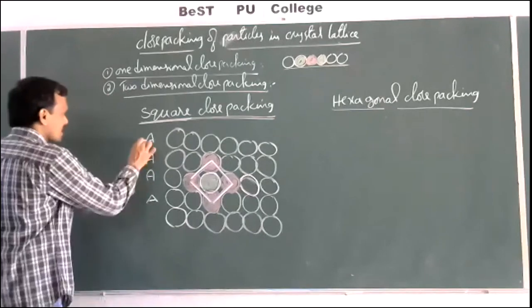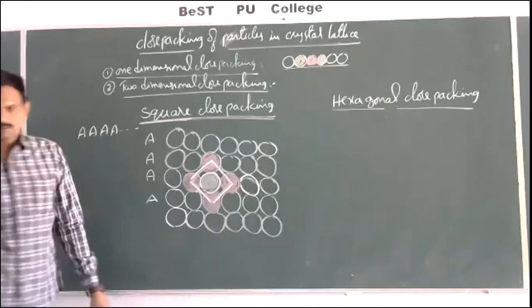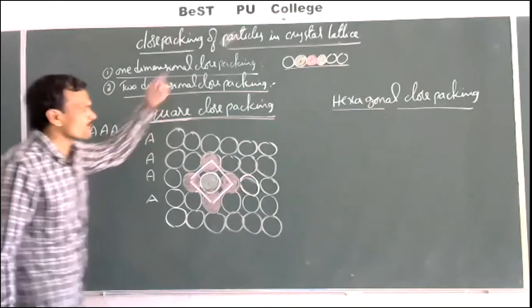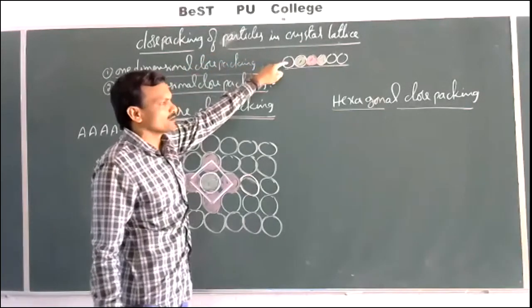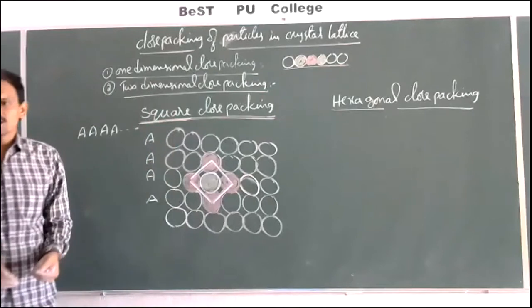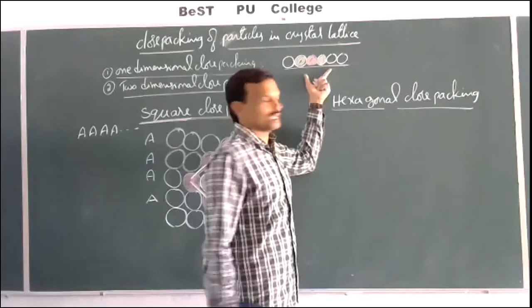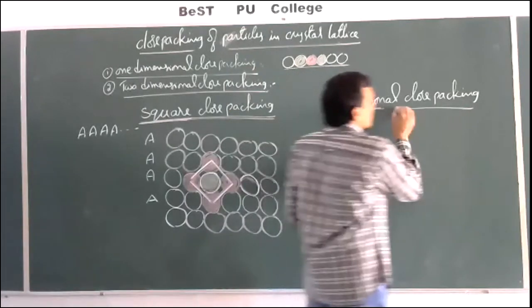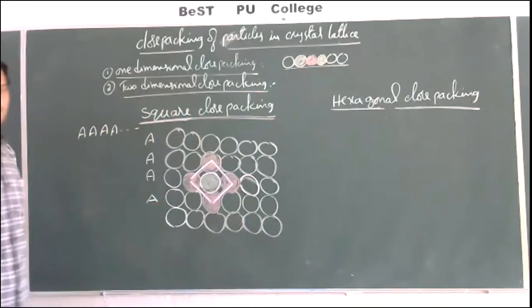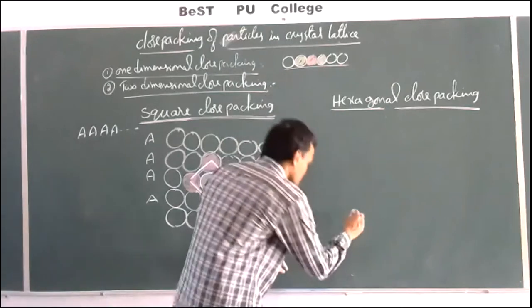So here the same layer gets repeated, and so on. This is the close packing. This is the two-dimensional close packing from one-dimensional close packing in such a way that the same layers get repeated. Then you can get square close packing. Now, from the same close packing, we can get one more type of close packing, which is called hexagonal close packing. Let us see what this hexagonal close packing is.